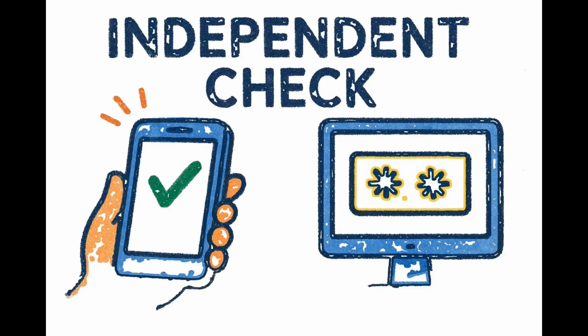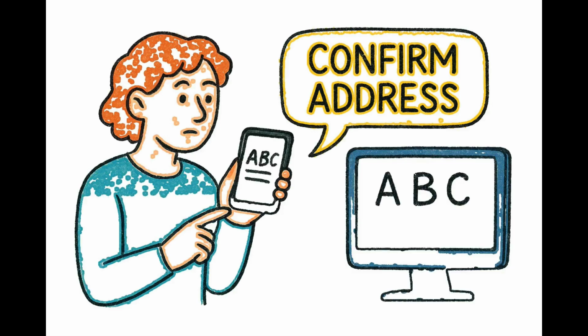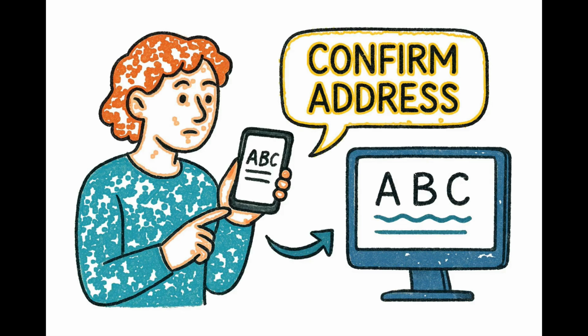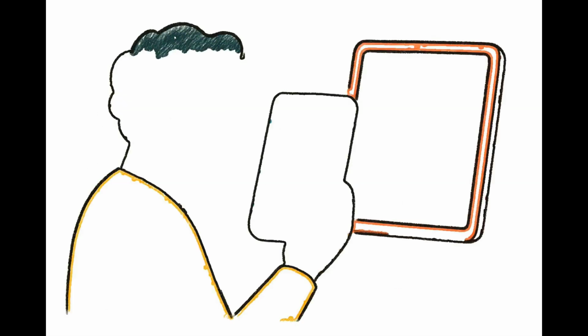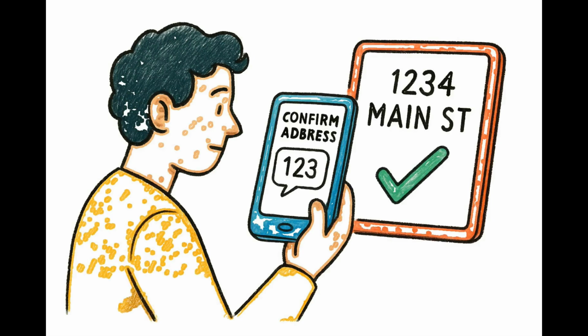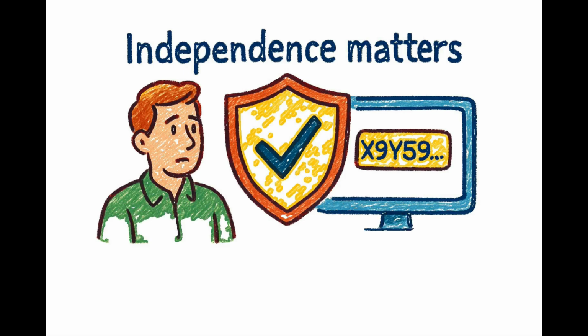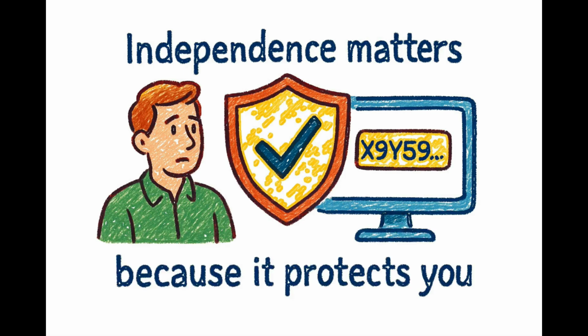Next, add one independent check. This means confirming the address through a second path that doesn't rely on the same screen or app. That could be asking the recipient to confirm the first and last characters through a different message, or checking the address on a second device. Independence matters because it protects you from simple mistakes, display errors, or malicious software.